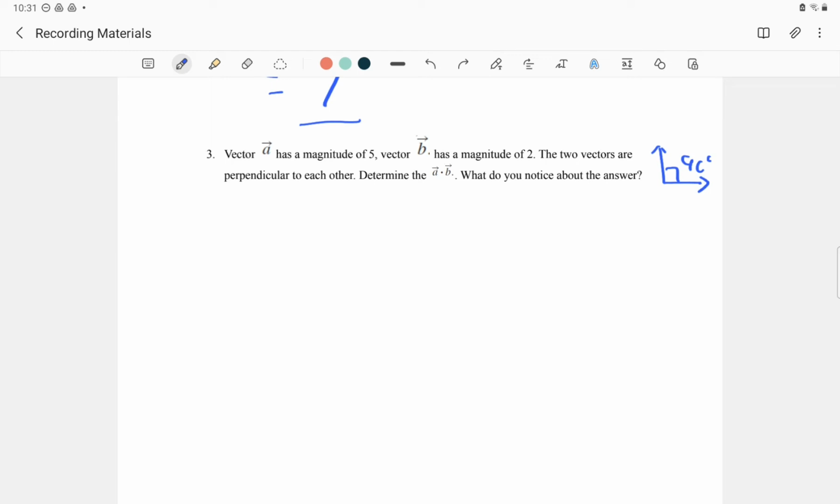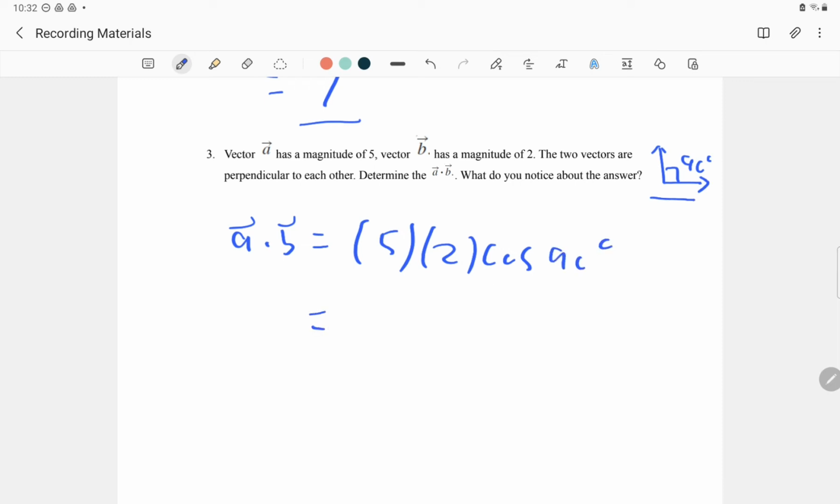Determine the dot product. So using the equation that we had used before, A times B equals magnitude of 5, magnitude of 2, and the cosine of the angle between them. And in this case, it's 90 degrees. And when you plug it into the calculator, the cosine of 90 equals 0. So whatever the magnitude is, the dot product will always be 0 when the two vectors are perpendicular to each other. And this could be very useful in questions that you may encounter in the homework section.